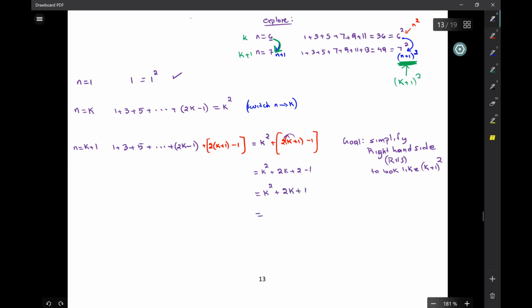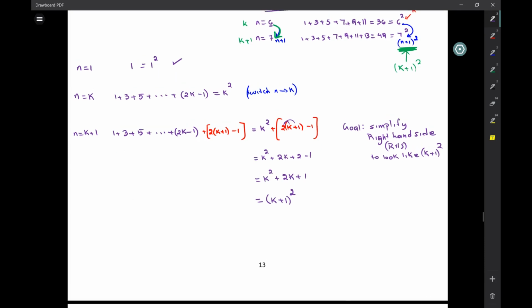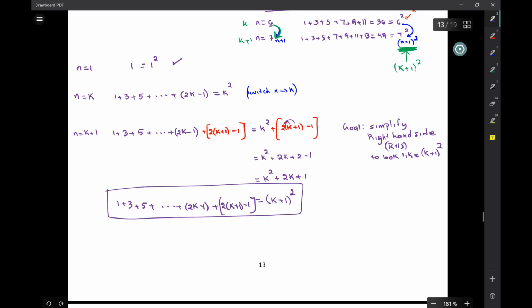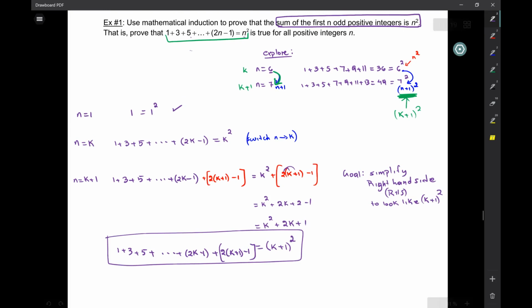And then can I simplify that? Can I factor that? Yes. It's k plus 1 squared. So you see that? So now when I have what I want, I put the right-hand side back. So I say 1 plus 3 plus 5 plus ... plus 2k minus 1 plus 2k plus 1 minus 1 is equal to k plus 1 squared. Okay? This is it. We're done.